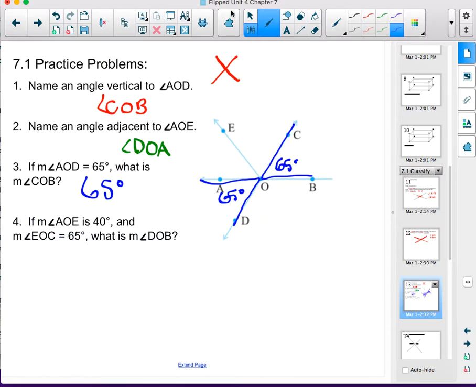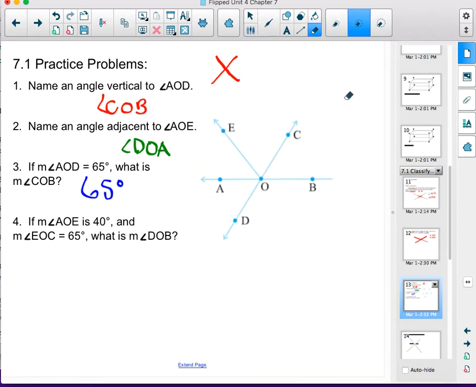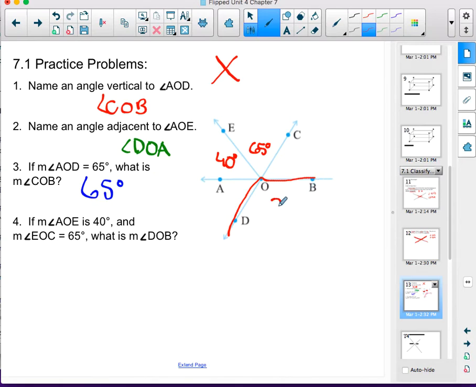Number 4, I'm going to get you started on number 4. I'm going to let you finish it, but I will give you some hints. If the measure of angle AOE is 40 degrees, let me write that here, AOE is 40 degrees, and the measure of angle EOC is 65 degrees, then what is the measure of angle DOB? I want you to try that one for us for tomorrow.